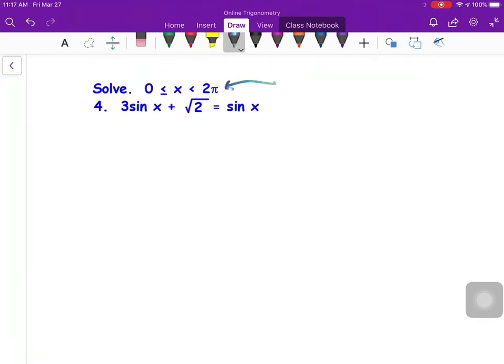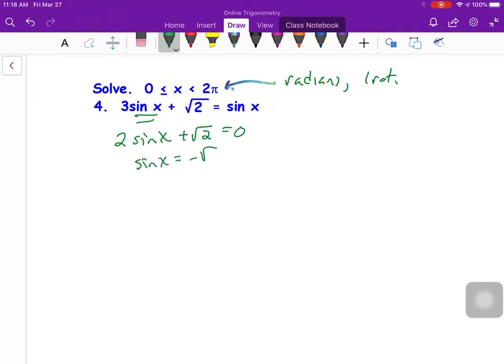Question 4 is still radians, still one rotation. We're going to isolate the sine. First, I'll begin by getting all the sines to one side. So 2 sine of x plus square root of 2 equals 0. To isolate the sine, I will subtract square root of 2 and then divide by 2. Sine of x equals negative square root of 2 over 2.